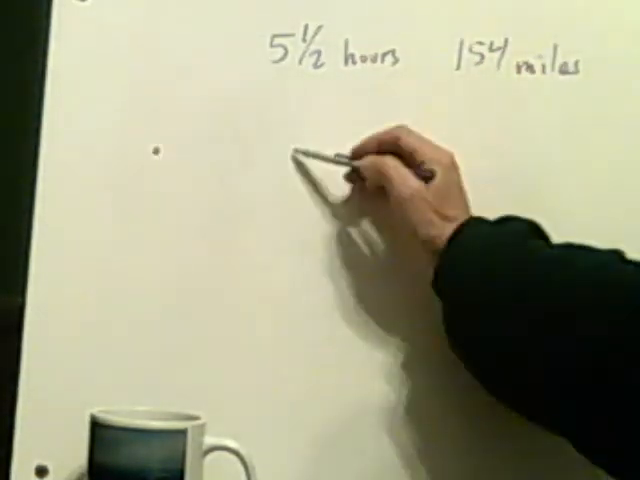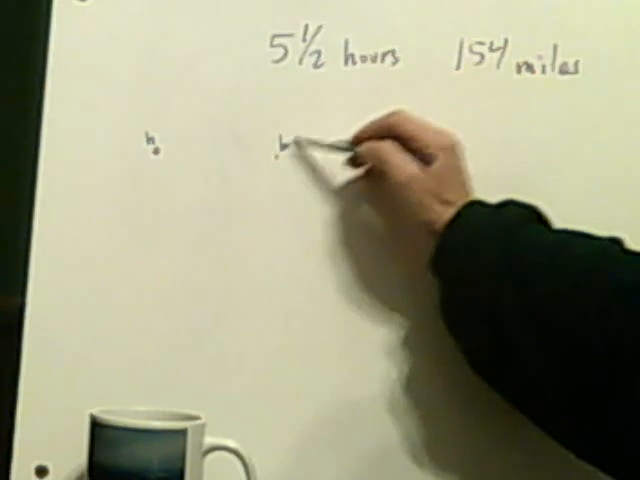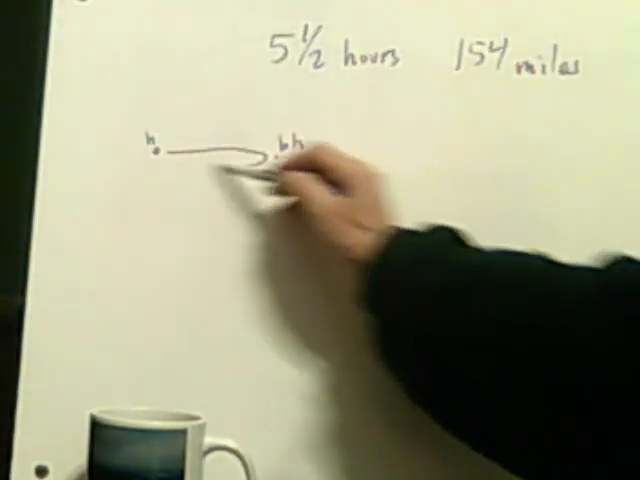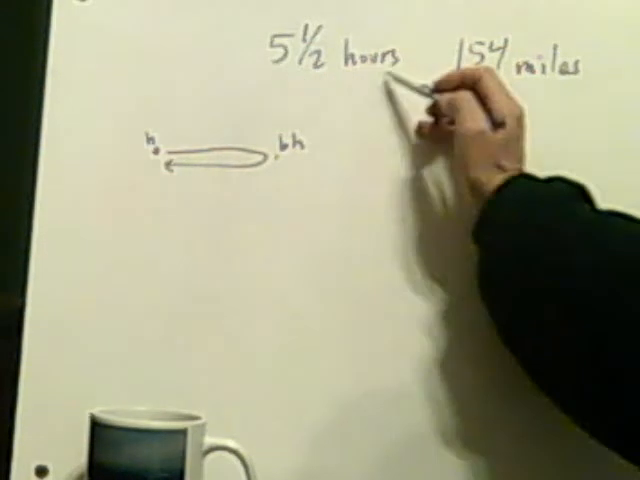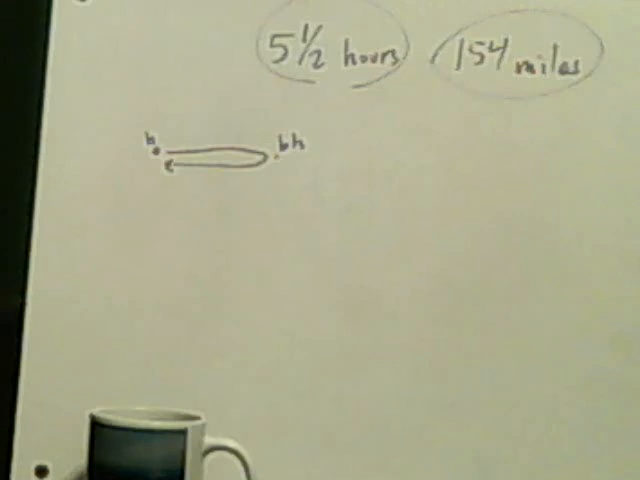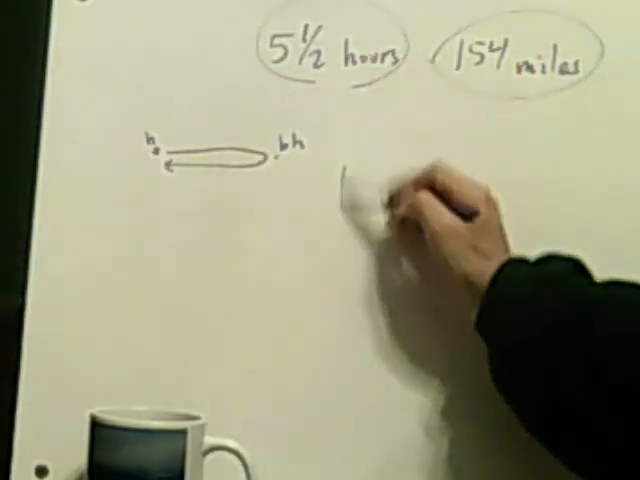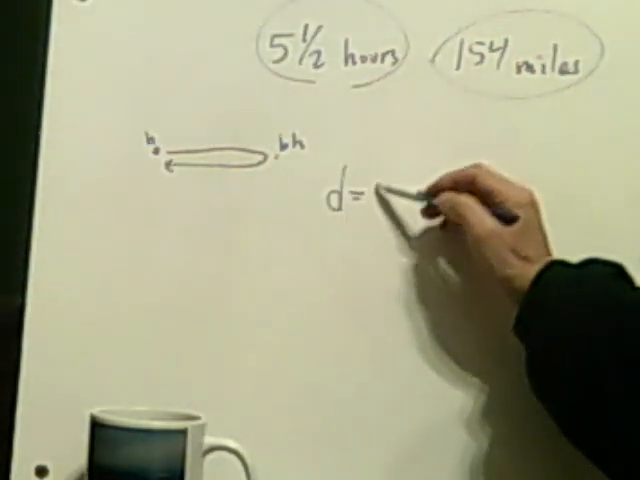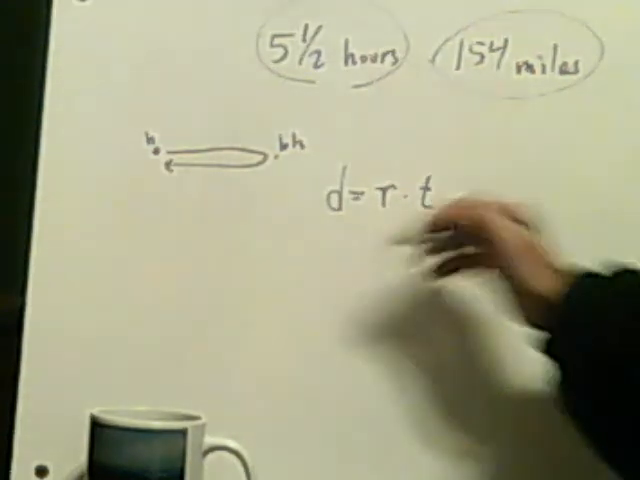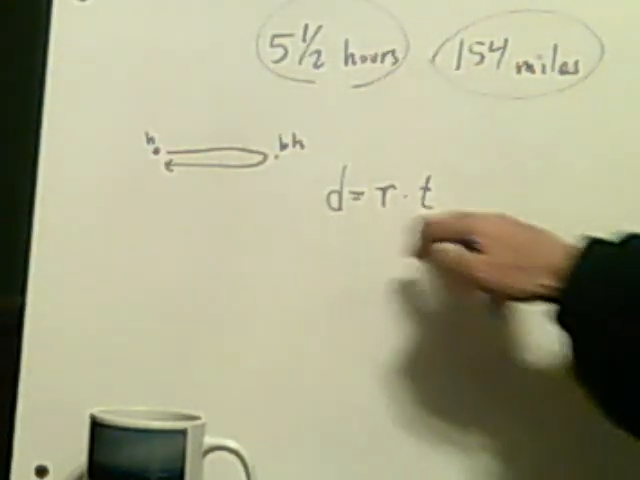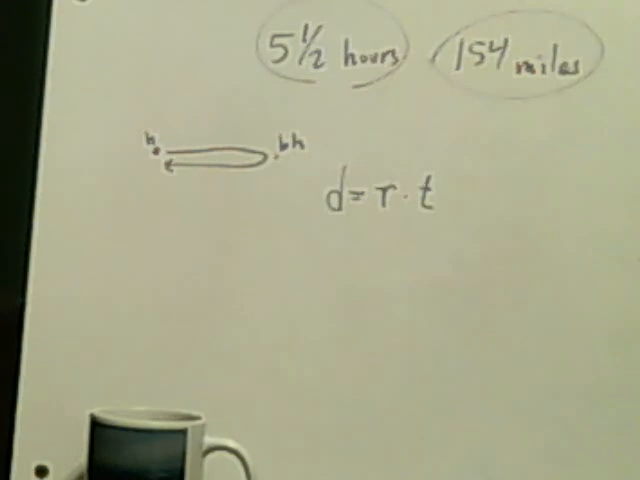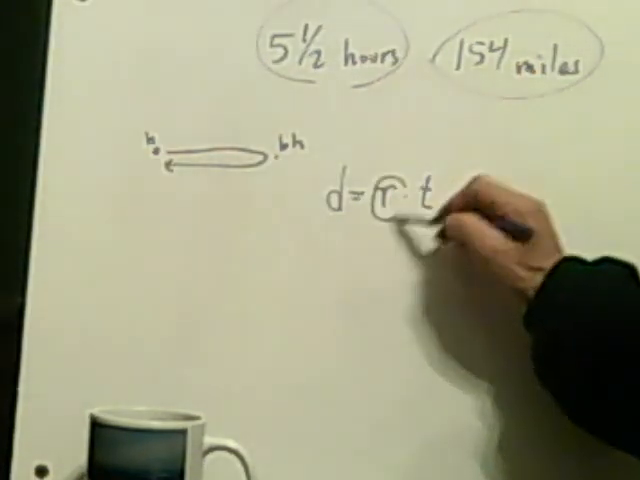2, translate it. So what's happening here is they're starting here at their house. Then there's the beach house. They drive, they turn around, they come back. The total time was 5.5 hours, and the total distance was 154 miles. Now the equation they want you to use is distance is equal to the rate times the time, or in this case, the distance is equal to the average rate times the time, because they're not necessarily going at a constant speed. What they want us to solve for is the average speed. The average speed is the rate.